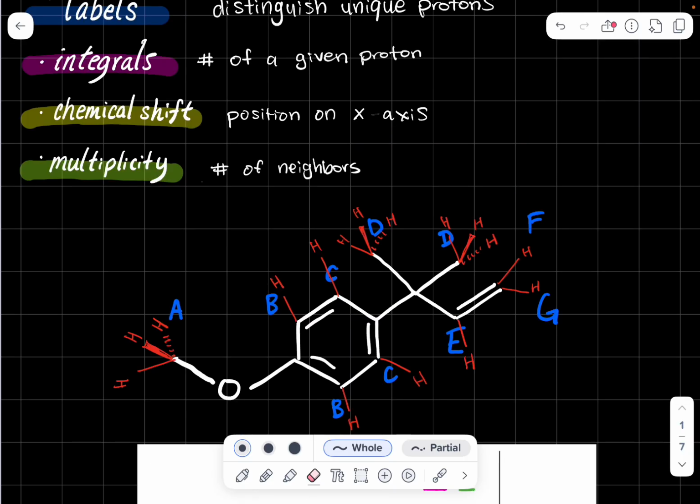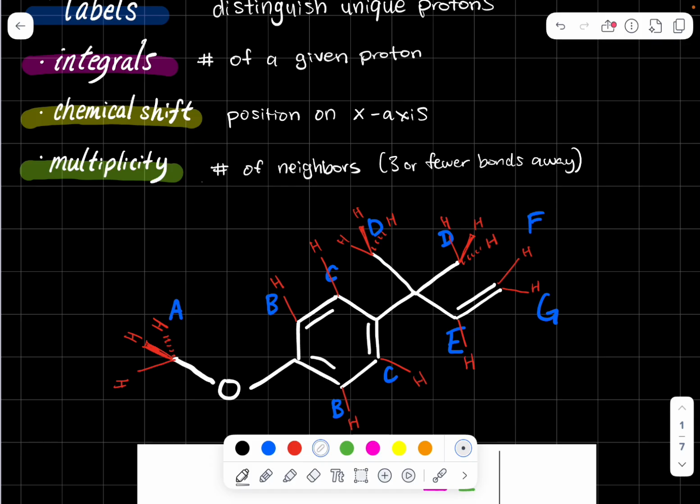Now let's take a look at multiplicity, or how many neighboring protons there are. A neighboring proton is considered a proton that is 3 or fewer bonds away from another proton. So remember, 3 or fewer bonds away. You might remember something called the n+1 rule. The n+1 rule tells us the shape of the peak, where n is the number of neighbors. So for example, if a proton has 1 neighbor, n equals 1, so 1 plus 1 is equal to 2, and the peak shape will be called a doublet.